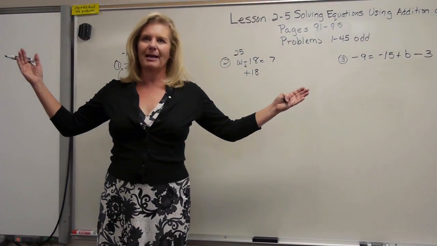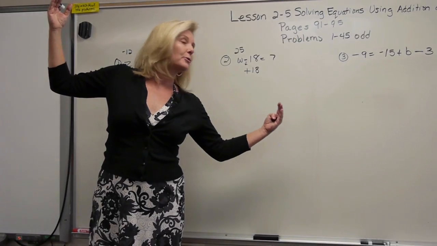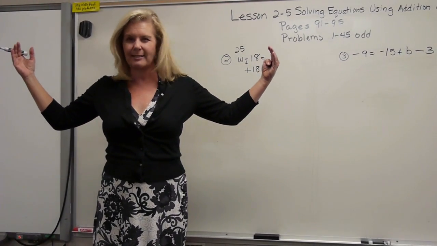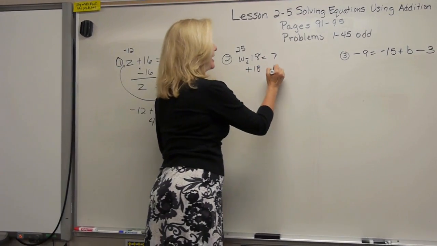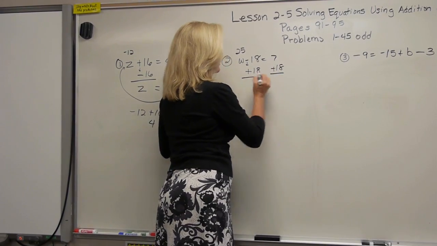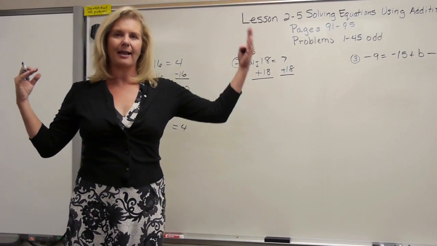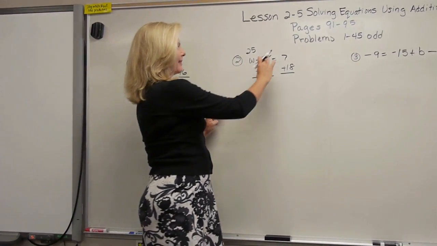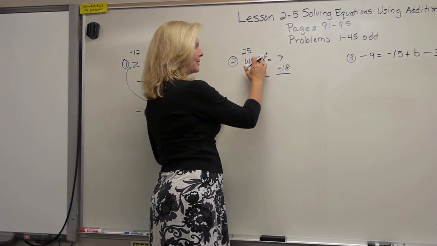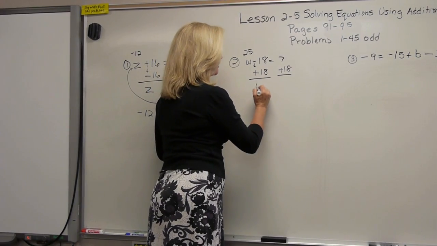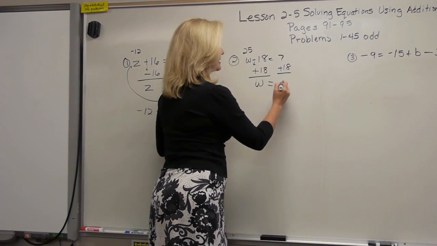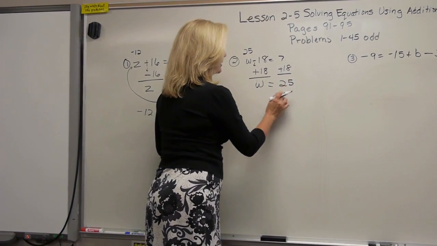Uh-oh, I'm out of balance. So in order to bring this back in balance, which is the definition of an equation, I've got to add 18 to that side. This is the addition property of equality. Whatever I do to one side, I have to do to the other. These cancel out because it's like 0 pairs. I'm left with W, and 7 plus 18 is 25.